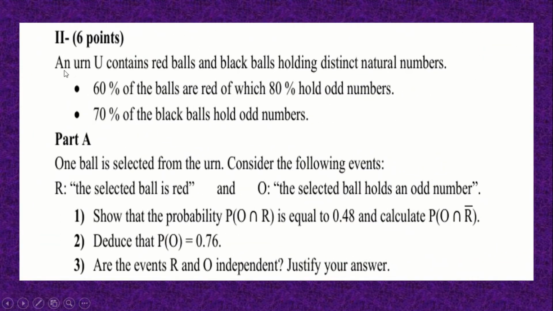Well, now let's start the second exercise. We have an urn that contains red and black balls holding distinct natural numbers. 60% of the balls are red, of which 80% hold odd numbers, while 70% of the black balls hold odd numbers. Before solving this question, we should analyze the given.